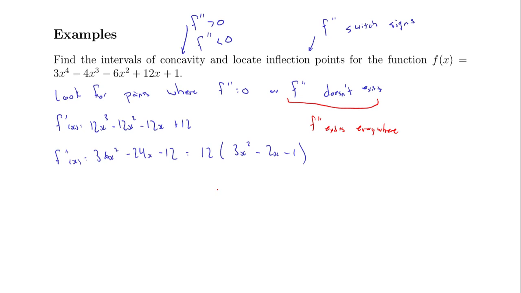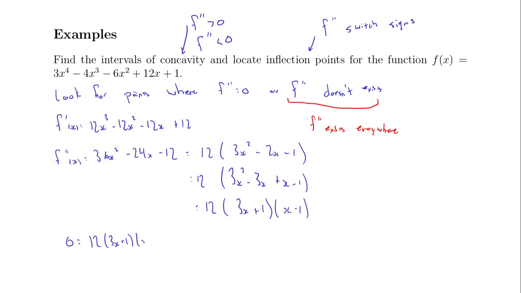Then we're going to try and factor this. We'll see, can we factor this? Numbers that multiply to get negative 3 and add to get negative 2. That's going to be negative 3 and 1, right? So this is really 12 times 3x squared minus 3x plus x minus 1. And that's going to be 12 times (3x plus 1)(x minus 1), something like that. Cool. You can check that on your own. But now, when we set this equal to 0, we get 2 values.